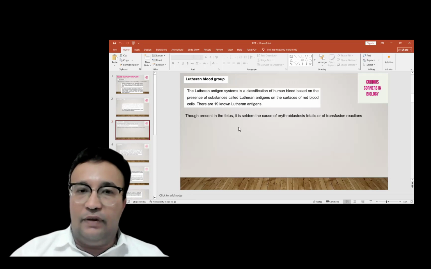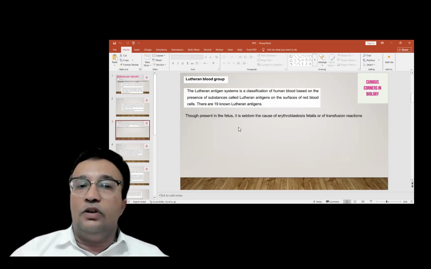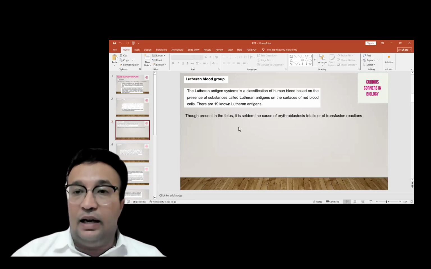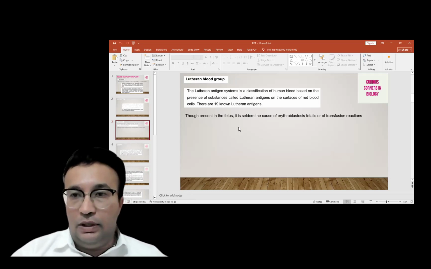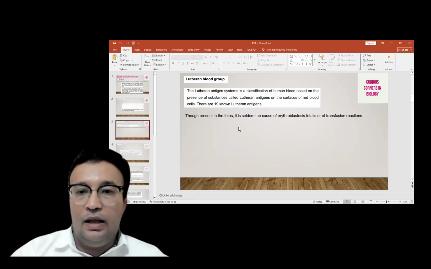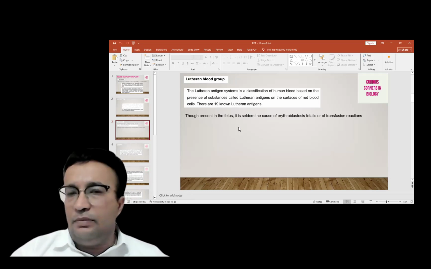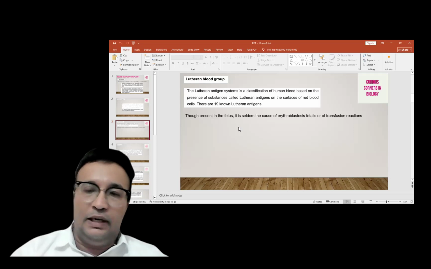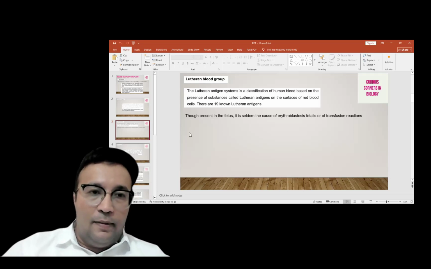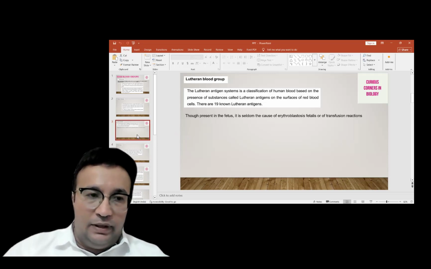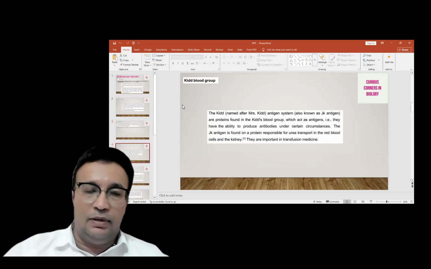So this is classified based on presence of Lutheran antigens, and there are 19 of those. If those are seen, then this becomes a unique blood group, the Lutheran blood group. But this is seldom the cause for erythroblastosis fetalis or any kind of transfusion reaction. Mainly this has been found in the African population.